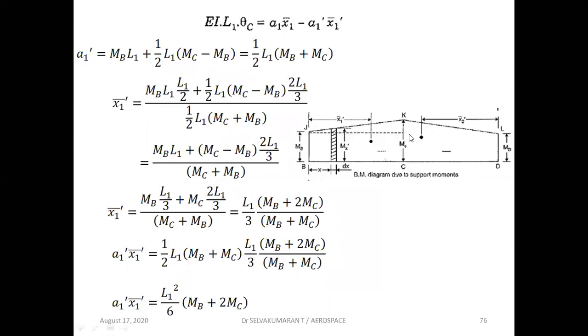So x1 bar dash is equal to this area, MB into L1, times L1 by 2, which is the CG distance for the rectangle, plus half into L1 into (MC minus MB), the area of the triangle, times 2 by 3 of L1, the CG for this triangle, divided by the sum of these areas, that is A1 dash. If you simplify it, x1 bar dash is L1 by 3 into (MB plus 2MC) divided by (MB plus MC). So in the formula we have A1 dash x1 bar dash; introducing A1 dash and x1 bar dash, after simplification you get A1 dash x1 bar dash is equal to L1 square by 6 into (MB plus 2MC).